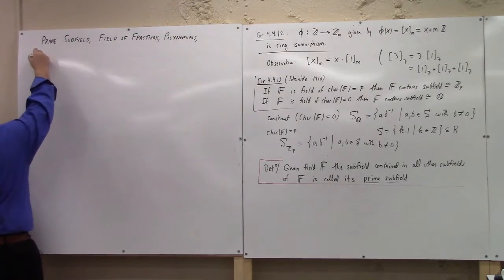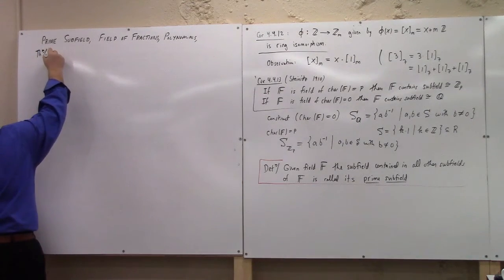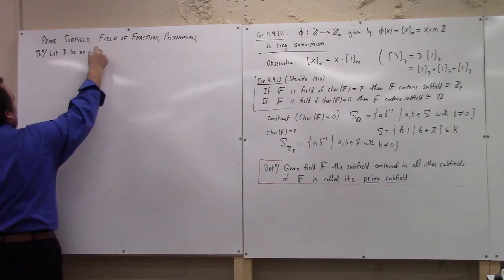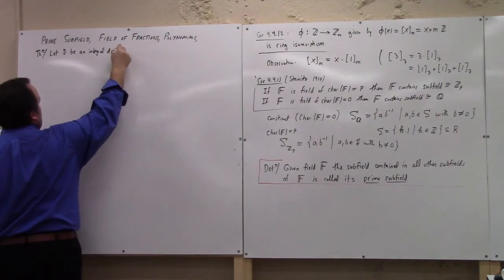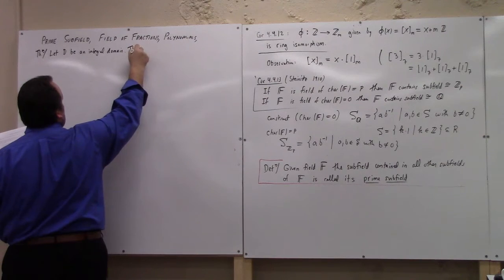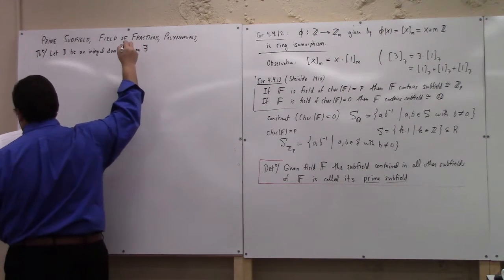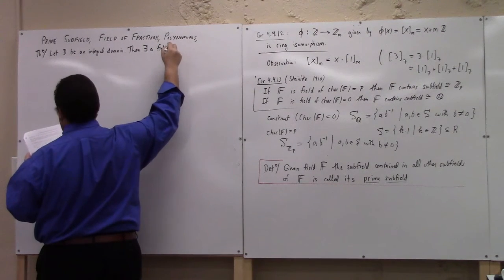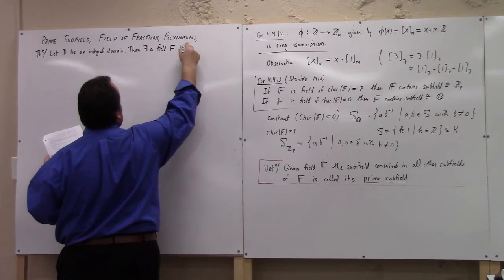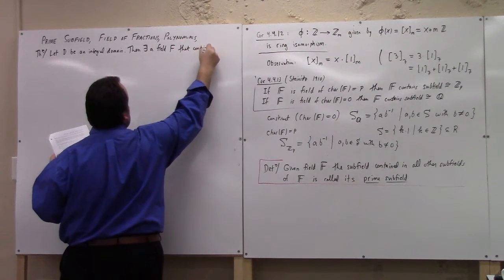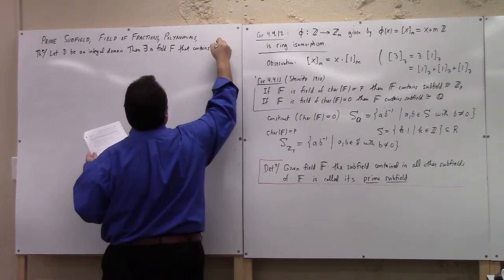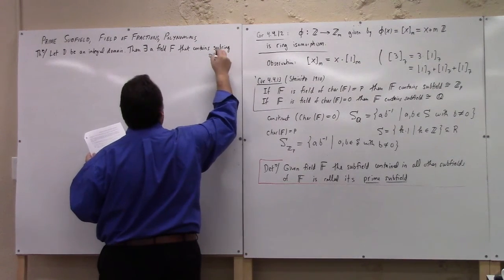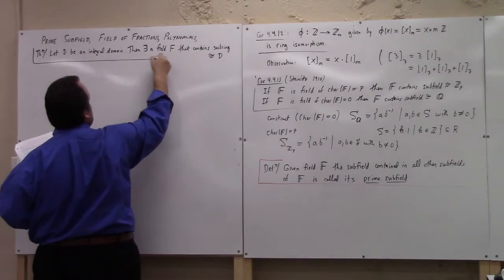So here's the theorem. Let D be an integral domain. What's that mean? Then there exists a field F that contains a subring isomorphic to D. And we call that field the field of fractions.